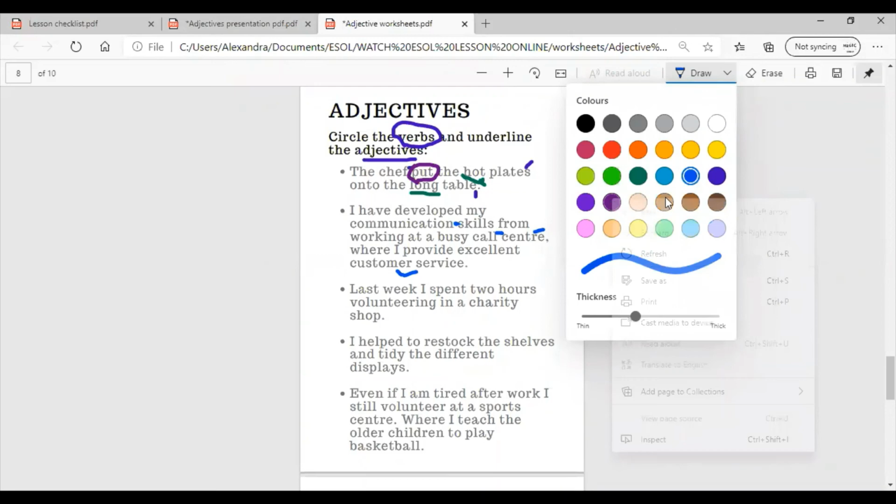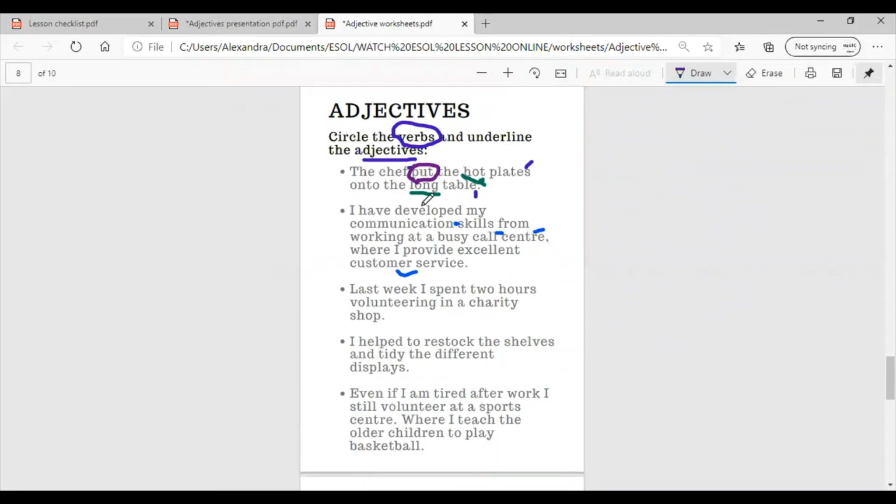Next we're looking for our verb. So our verb is the doing word, it is the action word. So we know that this sentence, because it starts with I, is about the person narrating the sentence, the person talking. I have developed. Now developed would be a verb because it is an action word. It shows improvement. My communication skills from working, and this ing is also our verb because it lets us know that that was in present tense. That person is currently working at a call centre.